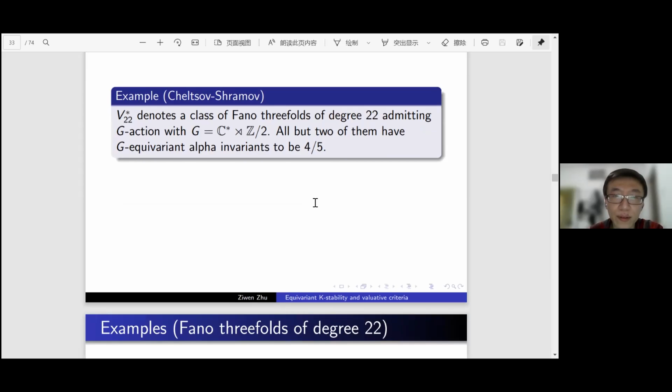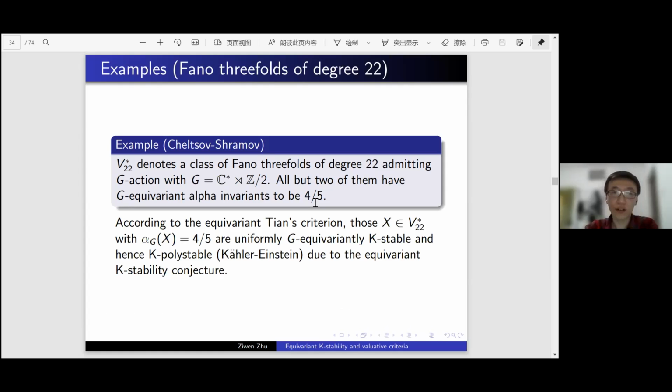Okay, so for this class of Fano threefolds, they computed the equivariant alpha invariant, which is 4/5. So it's greater than 3/4. Then if we use the equivariant Tian's criterion, we can say that they are uniformly G-equivariantly K-stable. And then if we apply the equivariant K-stability conjecture, we know that they're actually K-Einstein or K-polystable. So this is another example where if we consider equivariant K-stability, the question becomes simpler.